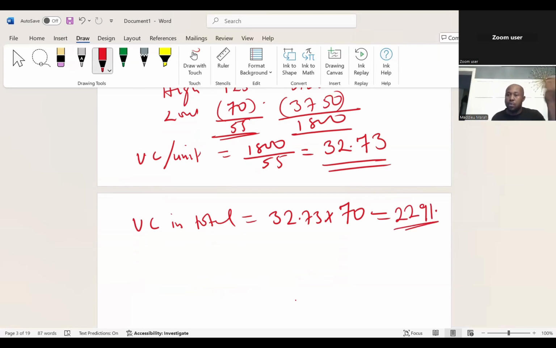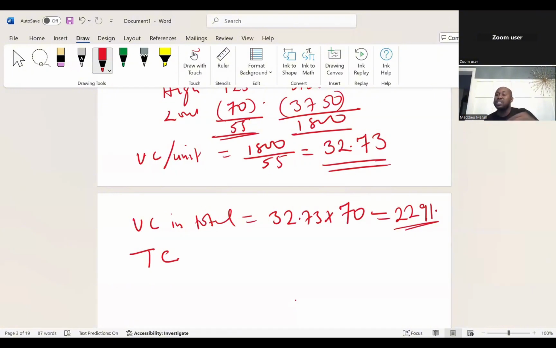2291 will be, I will round up to 2291. This is my variable cost in total. And remember, total cost is our purpose. We have our total cost, but we need to find fixed cost and variable cost from total cost. So we already have our total cost. Because we used the low activity to determine the variable cost per unit, the variable cost for 1 unit is 2291. That's the variable cost for 1 unit.